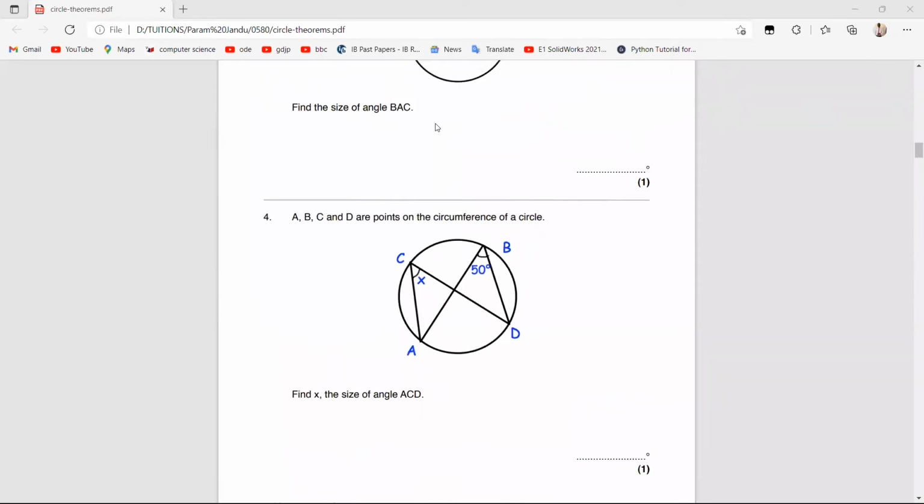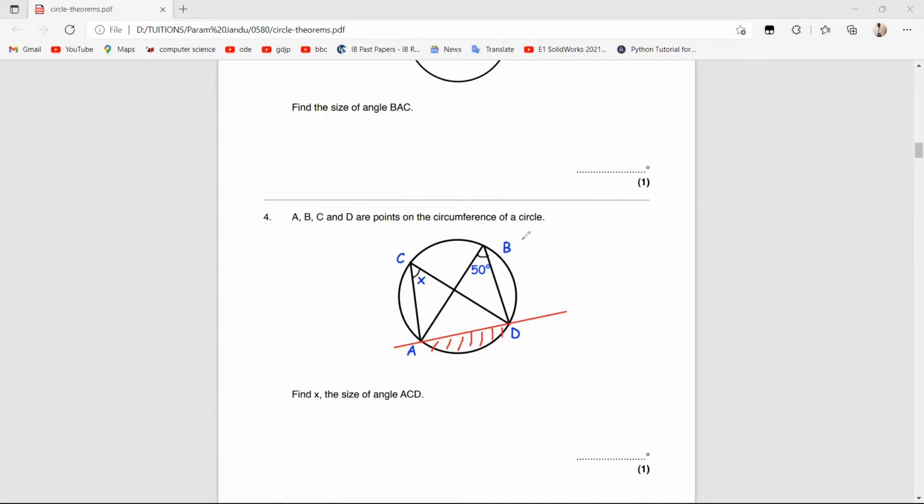Question 4, there is a ABCD points on the circumference, and they're asking you to find angle X. So in this question, we will use the theorem which talks about angles in the same segment. So if I was to take, let me show you. Look at AD. If AD was my chord, it will be making a segment just below it. This is a segment, minor segment, and everything else above it is the major segment.